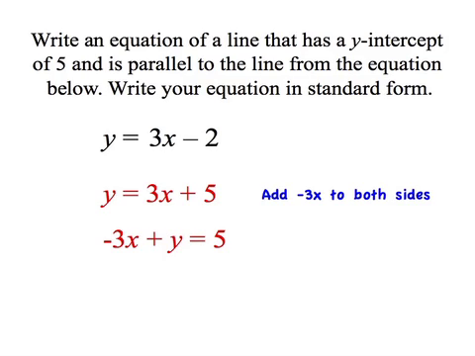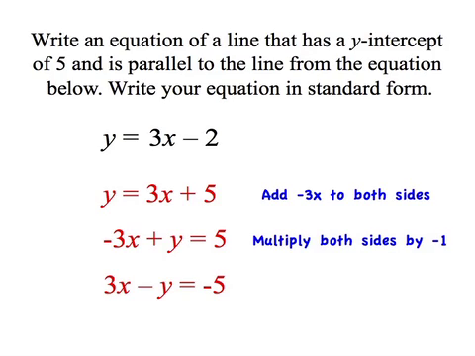But if you're in a situation where you prefer to have a to be a non-negative number, we're going to have to multiply both sides by negative 1. And here's another way to write it in standard form, probably the preferred way, the one at the bottom. 3x take away y equals negative 5.